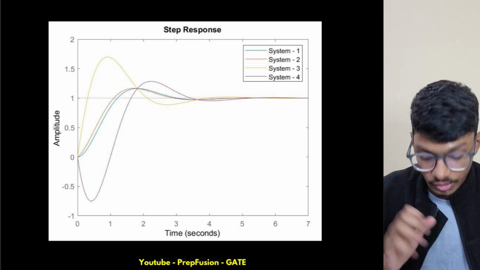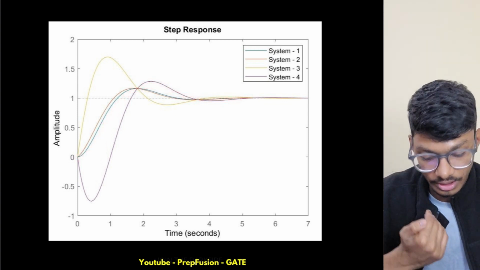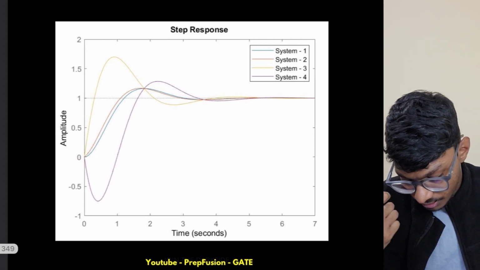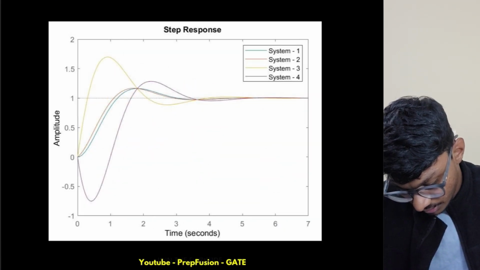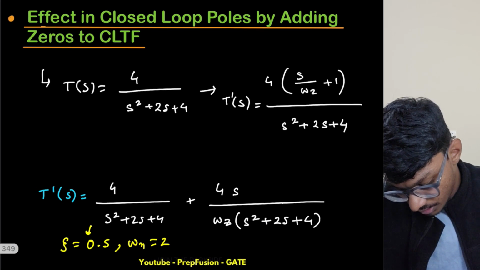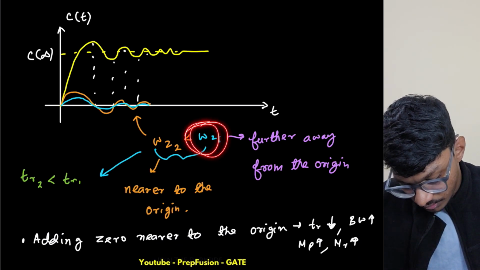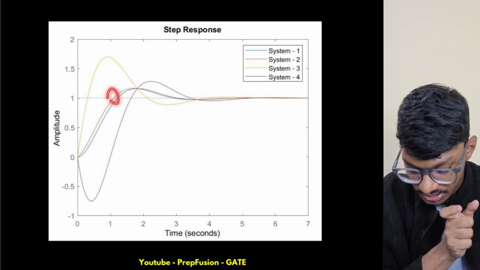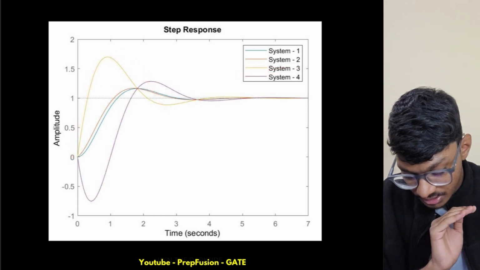So initially my system response was something like this. Now I added a 0 which is much nearer to the origin. This was system 2. If I added a 0 further away from the origin, yes, the rise time does increase, but not to that much extent. But here in system 3, what is happening?